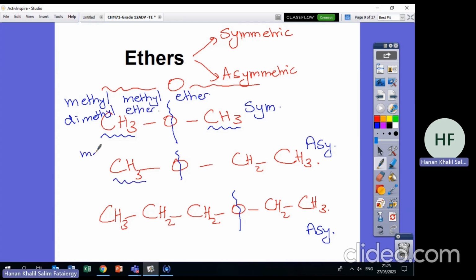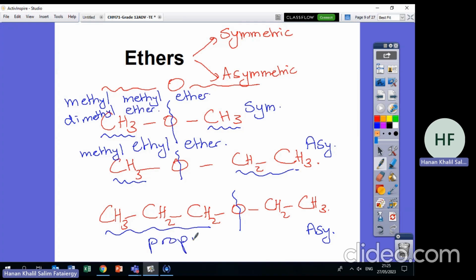Okay, now how do we name this one? This one is also methyl. This one is 2 carbons, so this is ethyl, and then I say ether. Now this one is propyl, and this one with 2 carbons is ethyl, and then I say ether. So remember, ethers have oxygen in the middle of the chain.